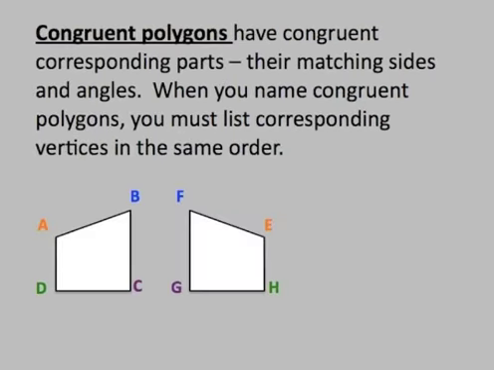This figure shows us two congruent polygons with matching sides and angles. When you name congruent polygons, you must list corresponding vertices in the same order. This keeps the relationships between all corresponding parts the same.